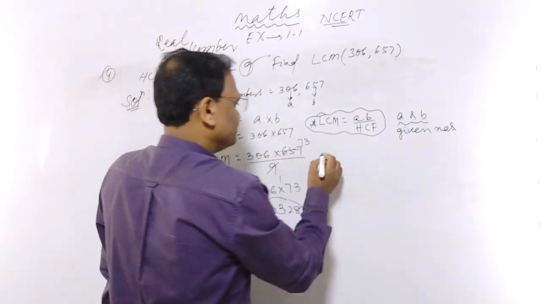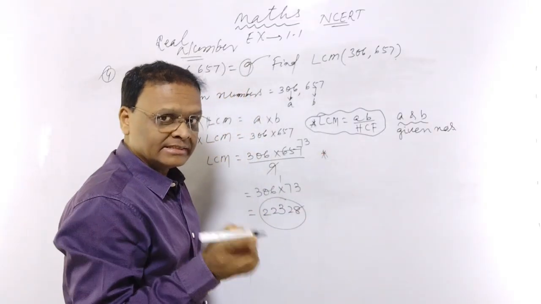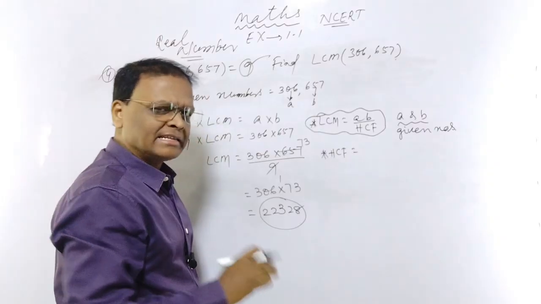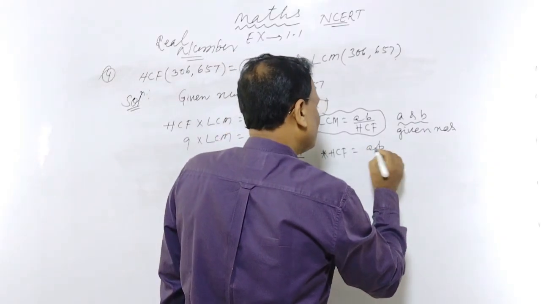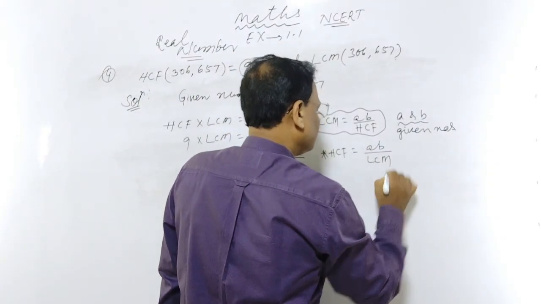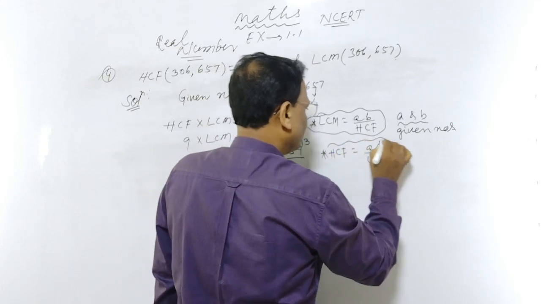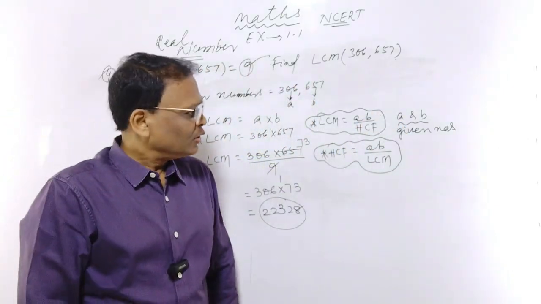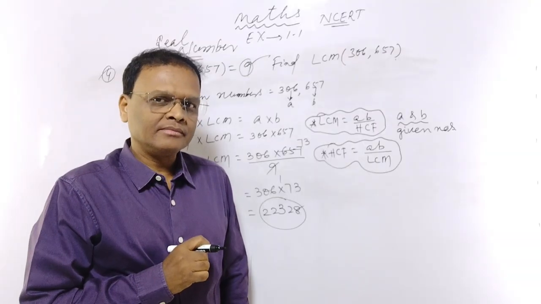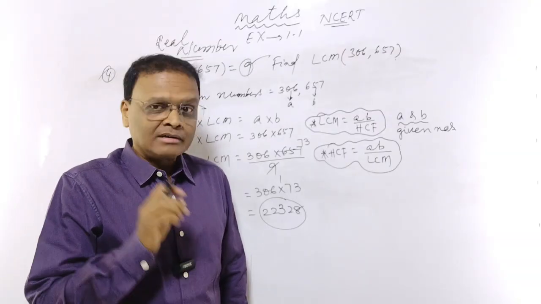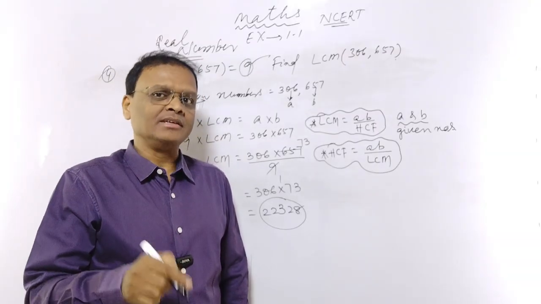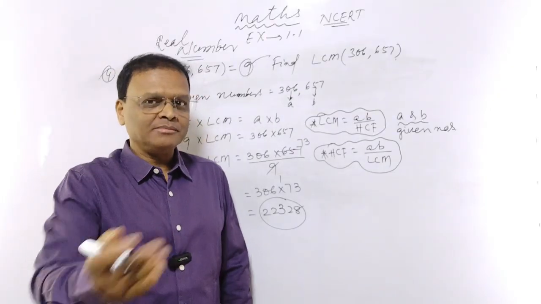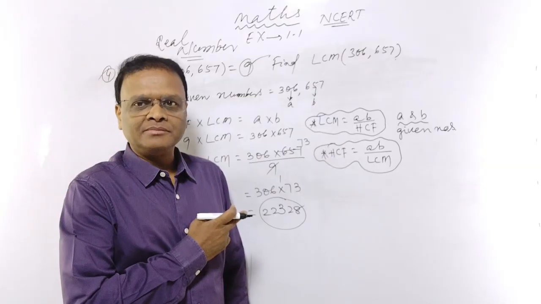Okay. Similarly, if you are finding the HCF, it is equal to, again same thing, the product of the two numbers divided by LCM. This is for HCF. Toh ye apply kab karna? Agar two numbers ka HCF de diya, LCM pooch raha hai, HCF toh de diya. What about LCM? Apply the formula.